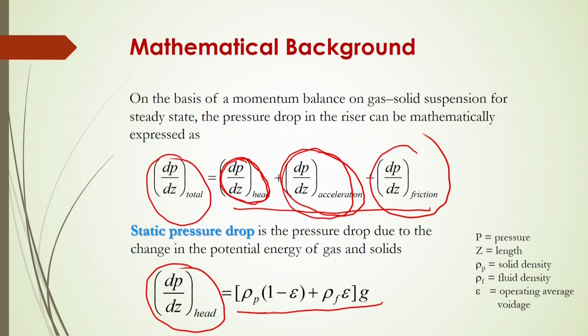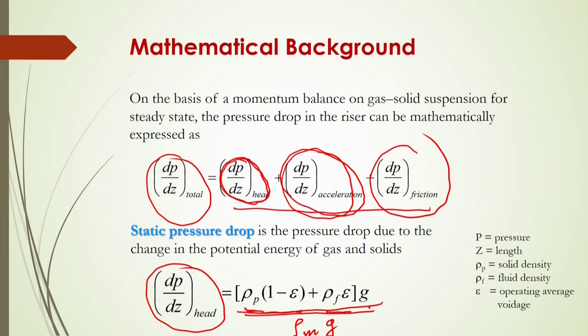Here, rho p into (1 minus epsilon) g into z is the pressure drop due to the head of the solid bed, and rho f into epsilon into z is the pressure drop due to the head of the fluid inside the bed. So, this is the total head pressure. This is nothing but rho m into z, where rho m is the effective density inside the bed. This effective density depends on the voidage inside the bed.